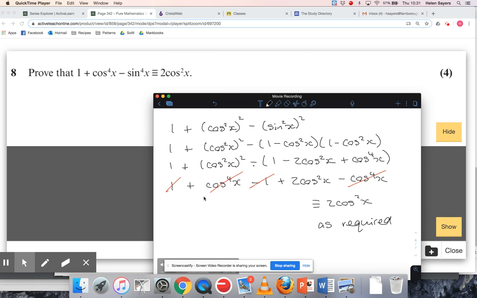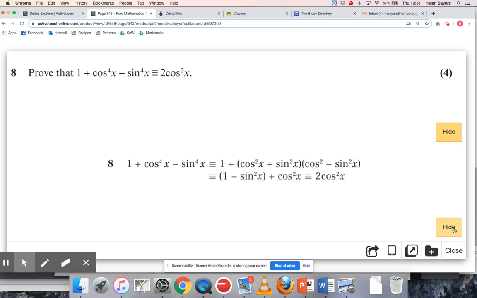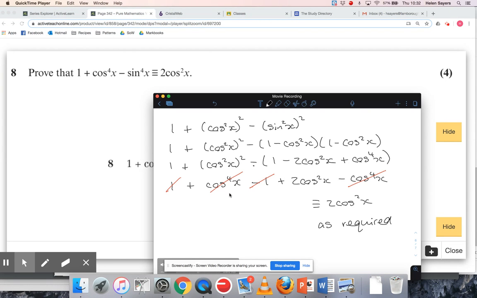So that's one way of doing it. The other way I mentioned, I think, is how they've got it here. Yeah, so that's the other way. That involved spotting that it was the difference of two squares, so you can factorize it to those brackets there. Then you can say that equals 1, and then 1 minus sine squared is cos squared. So either of those methods would be absolutely fine.